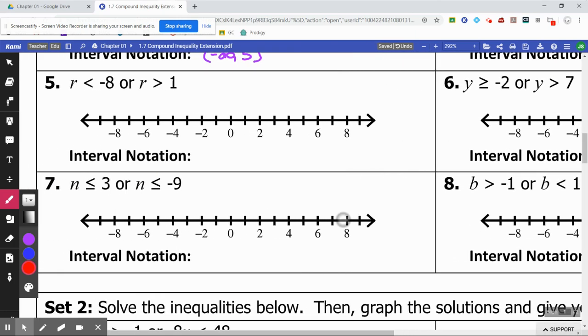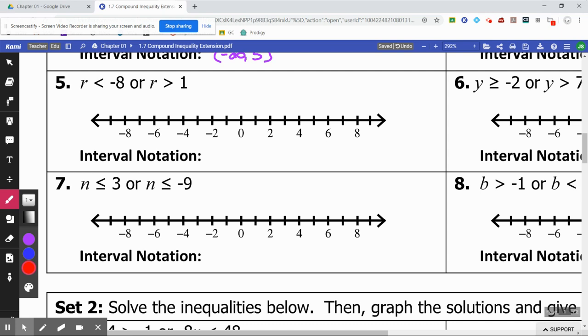Number 5, r is less than -8. Okay, now we're dealing with an or statement. R can be any value smaller than -8, or r can be any value bigger than 1. Now that looks just like they did before. That's fine. That'd be any value from -infinity up to -8, or any value from 1 to infinity. That's what we did in the previous lesson.